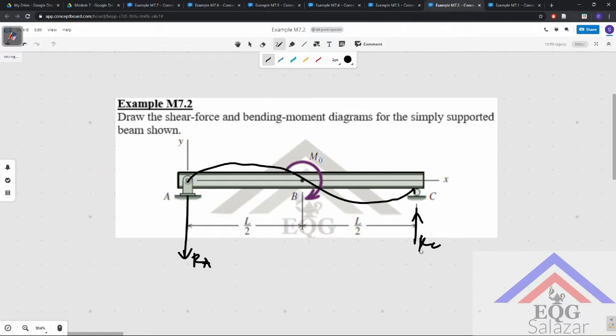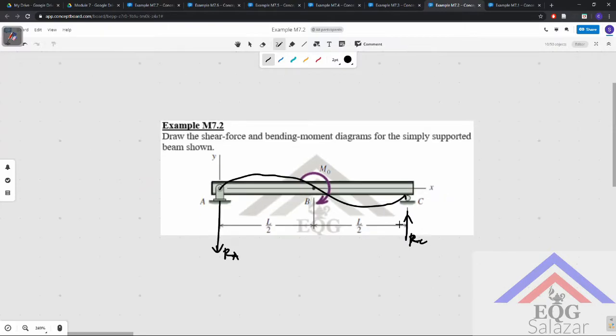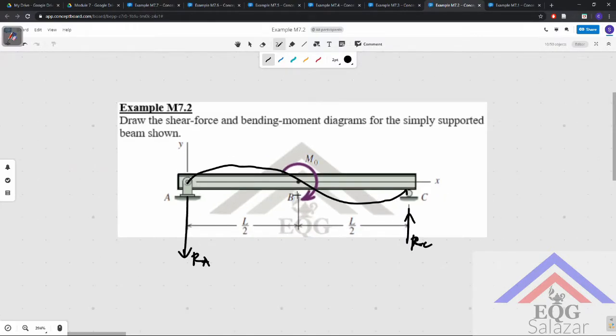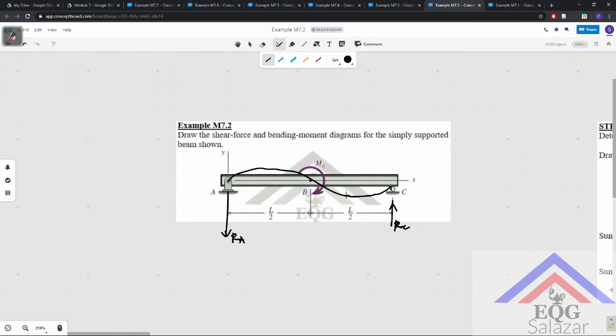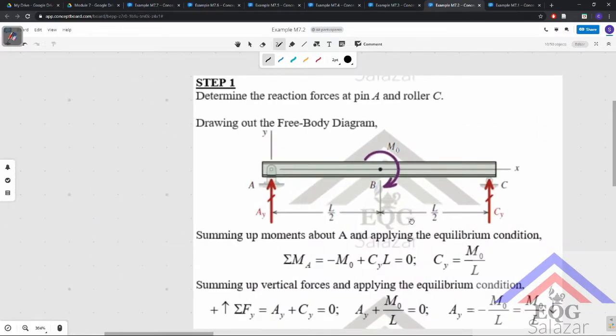So this will help you also with your initial assumptions of the directions of the reactions. So we can check if indeed these initial assumptions are correct, by first drawing out the free body diagram of the beam and then solving for the reaction forces at A and C.